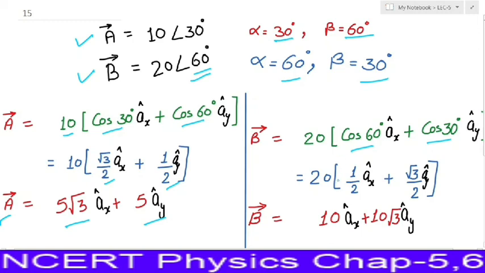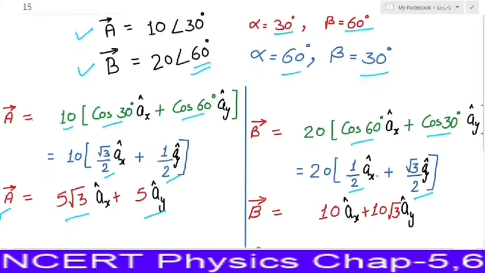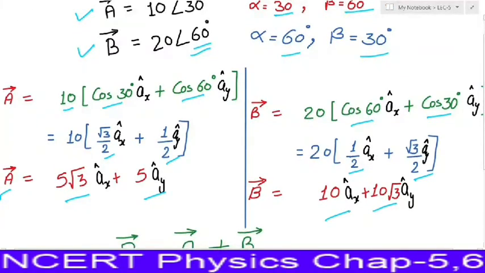So the vector would be 20 into cos of 60 degrees ax cap plus cos of 30 degrees ay cap. If we solve it further, then it becomes 20 into cos of 60, 1 by 2, ax cap plus root 3 divided by 2 ay cap. Further it becomes 10 ax cap plus 10 root 3 ay cap. Say this is vector B.